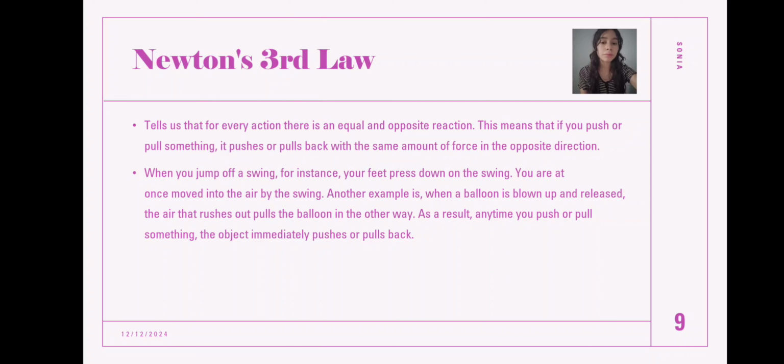When you jump off a swing, for instance, your feet press down on the swing, and you are at once moved into the air by the swing. Another example is when a balloon is blown up and released. The air that rushes out pulls the balloon in the other way. As a result, anytime you push or pull something, the object immediately pushes or pulls away. This is the example we're going to be demonstrating with a video of a source we found.